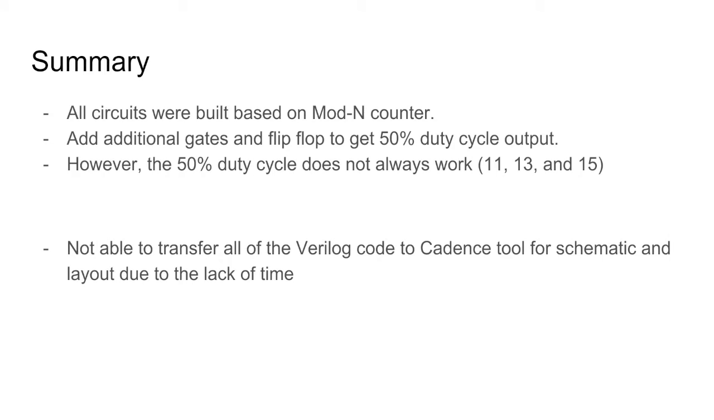To summarize, all circuits were built based on the Mod-N counter. To get 50% duty cycle output, we need additional gate and flip-flop. However, the 50% duty cycle doesn't always work. For example, if we want to divide by 11, 13 or 15. By applying the 50% duty cycle circuit we just described in the previous slides, we got the duty cycle of output signal close to 50%.